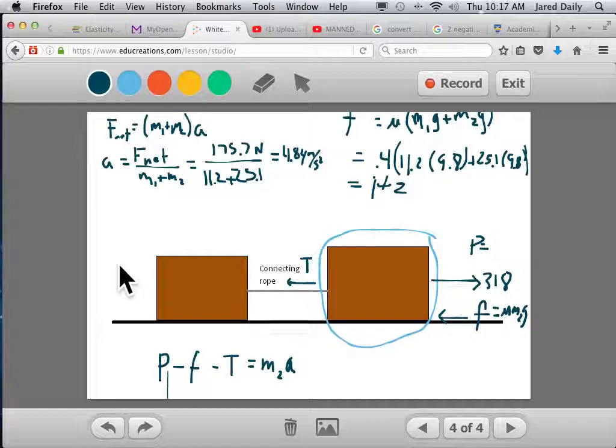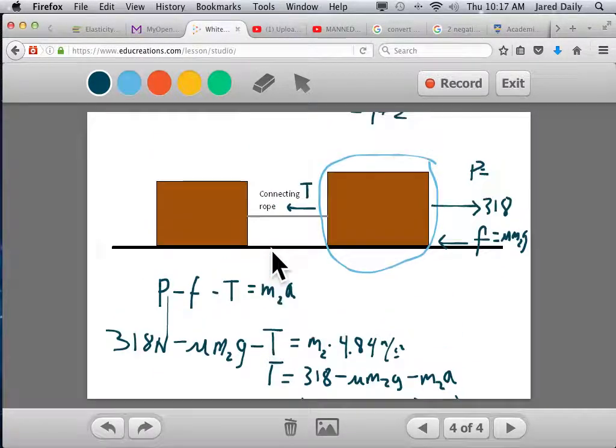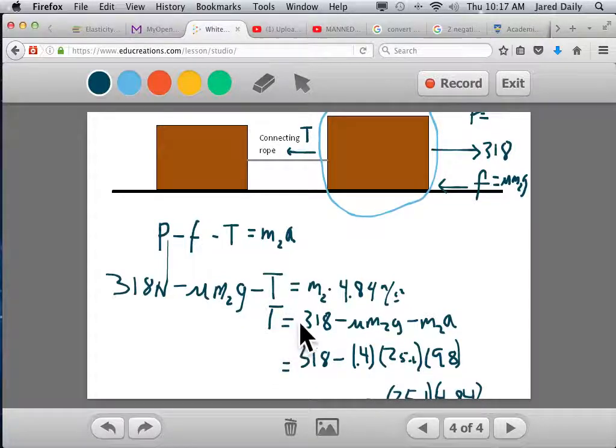You don't want to accept my tension. I'm sorry? My tension is incorrect here, but everything else is fine. So you use this equation here. Tension equals your pull force minus mu times m2 times g, right, minus m2 times your acceleration. Oh, let's see your numbers here.